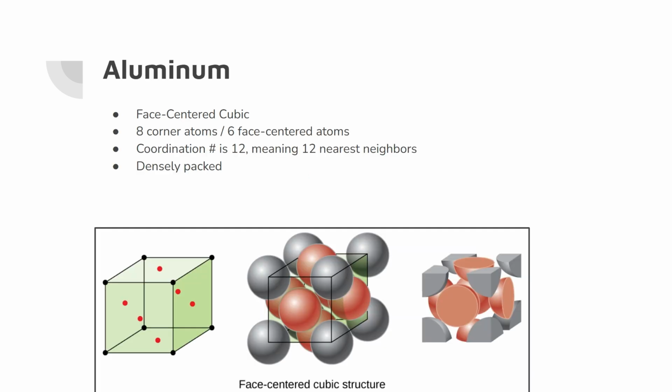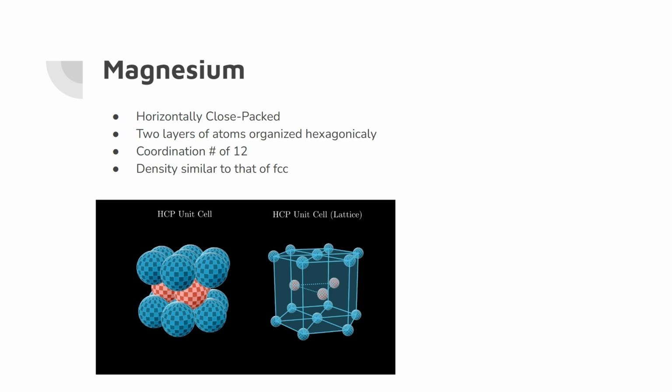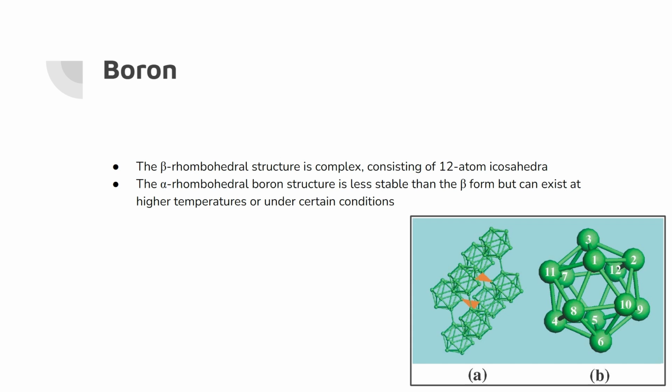So, going over some specific materials, we have aluminum, which is FCC, and the relating information is posted there. So that is standard for FCC based structures. We have magnesium, which is hexagonal close packed. These are much more efficient in their packing density. Then we have boron, which is a semiconductor. There's a beta rhombohedral structure that is complex. It has 12 atom icosahedra.